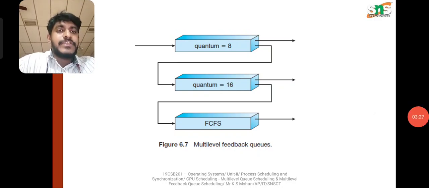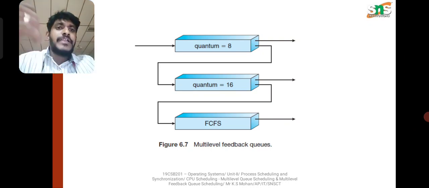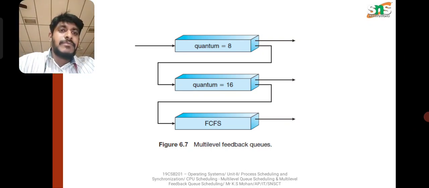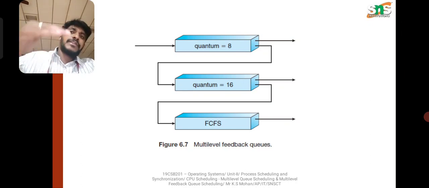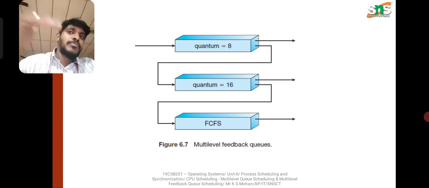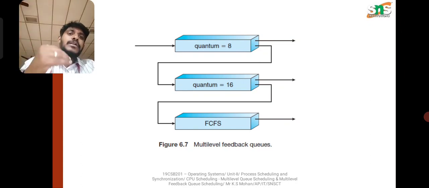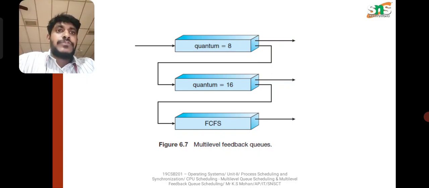So here we have quantum equal to 8, then quantum equal to 16, and FCFS in the multi-level feedback queues. The different levels of queues are served one by one. The first queue follows FIFO order.